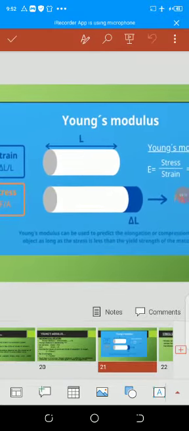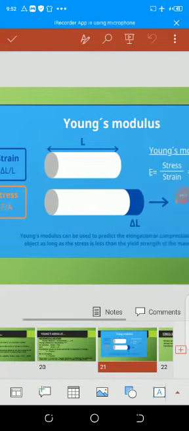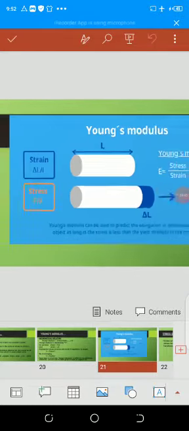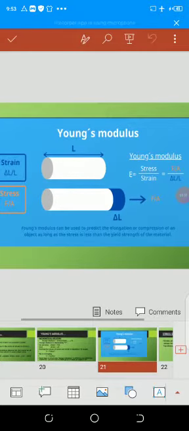Clear? Look at this diagram. Now strain, the original L, and stress: when we are applying a force, the delta L is going to increase. The Young modulus E equals stress by strain, F divided by delta L by L. Clear? So the Young modulus can be used for the change, as you can see in the diagram.